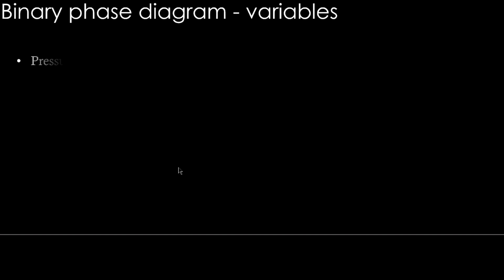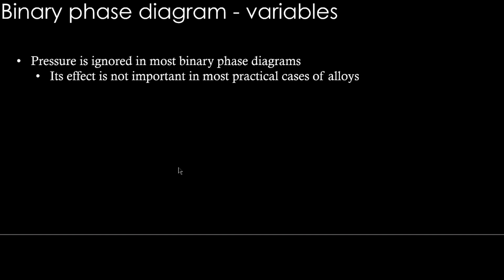So what variables are we going to use for making the binary phase diagram? Pressure is not going to be used. It is ignored in most binary phase diagrams. Its effect is not important in most practical cases of alloys.